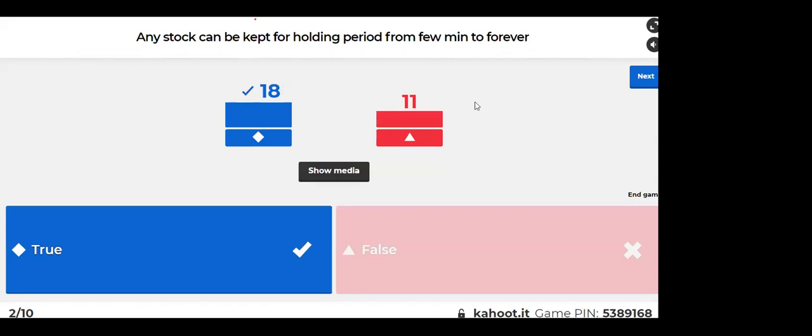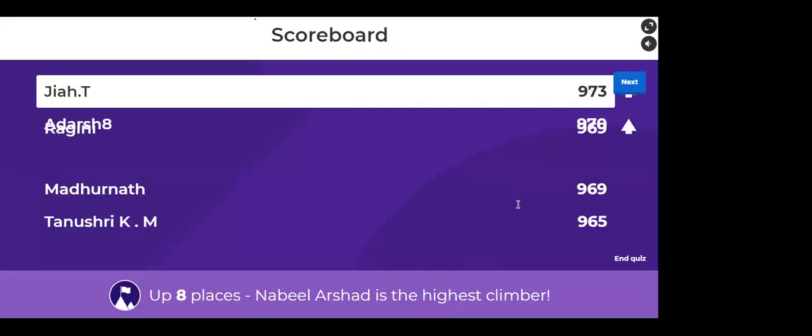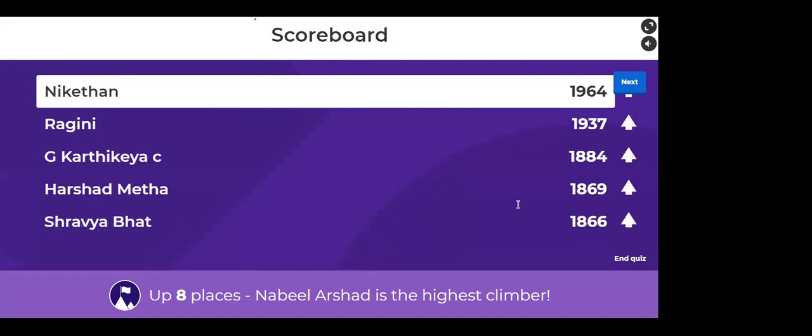Okay, so 11 students made this mistake. I guess all of you understood this now. The duration for which you are keeping the stock is the holding period. Okay? Wow, Niketan got 1,000 points.